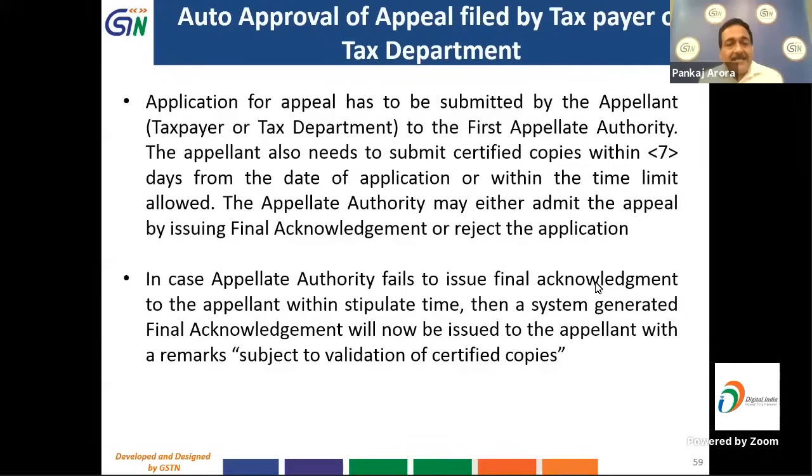But there is a change that in such a case, if the appellate authority fails to issue the final acknowledgement to the appellant within the stipulated time, then a system generated final acknowledgement will now be issued to the appellant with the remark subject to validations of certified copy. So there is a provision for issuance of a system generated final acknowledgement of your appeal if the appellate authority fails to issue it within the stipulated time, but that will be subject to the validation of certified copies.